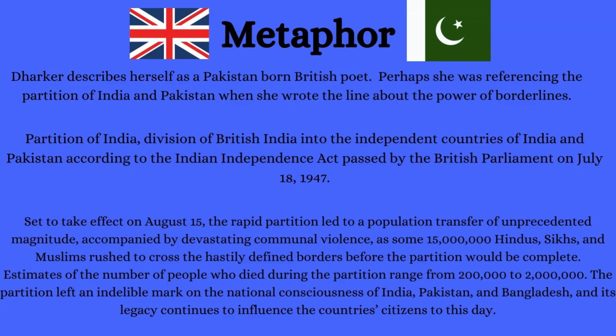Taking effect on August 15th, the rapid partition led to a population transfer of unprecedented magnitude, accompanied by devastating communal violence, as 15 million Hindus, Sikhs and Muslims rushed to cross the hastily defined borders before the partition would be complete. Estimates of the number of people who died during the partition range from 200,000 to 2 million. The partition left an indelible mark on the national consciousness of India, Pakistan, and Bangladesh.